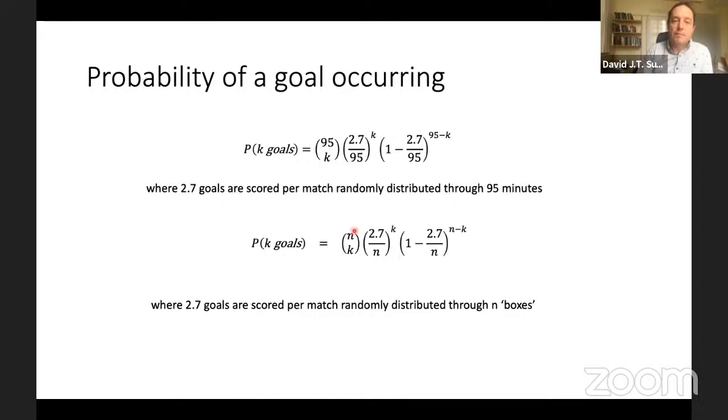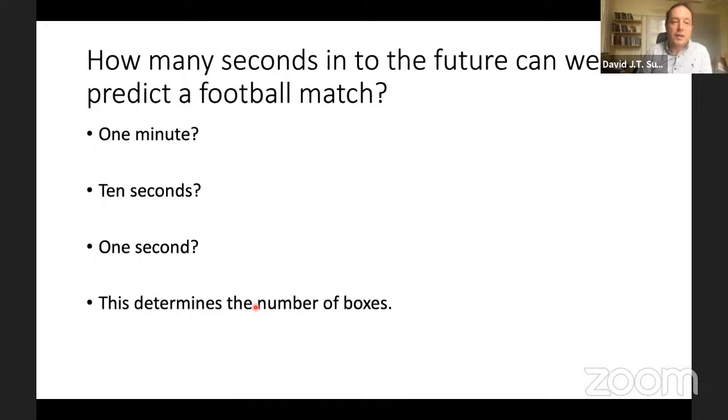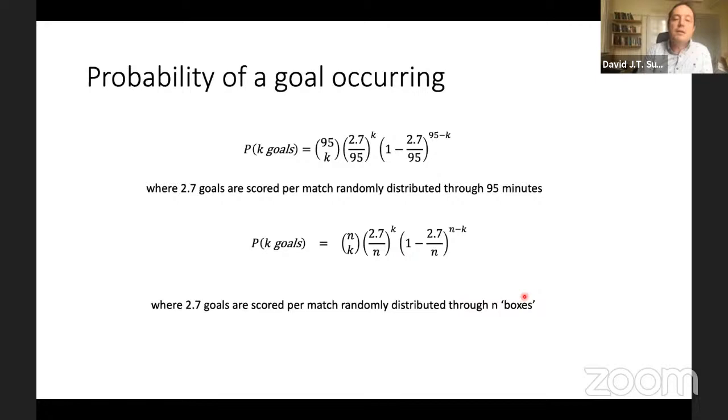We rewrite this equation by saying, well, whatever boxes you come up with here, if you think it's 10 second boxes, then it's 95 multiplied by 6 boxes that you should have. If you think that you really can't do it even on 1 second, then it's 95 times 60 boxes that you have. But we have these N boxes where 2.7 goals are scored per match, randomly distributed between the N boxes. Again, we use the choose function here, N choose K.